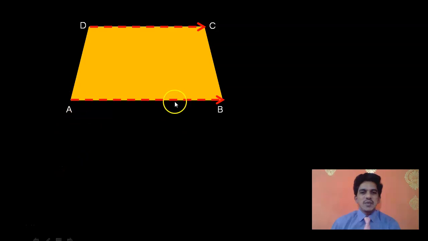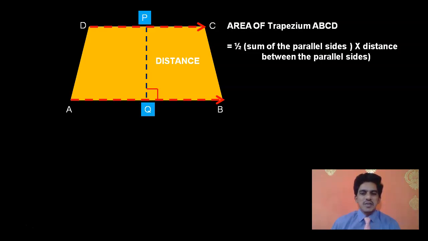In this case, AB and DC are parallel sides. When I draw the perpendicular from the side AB to the side DC, this is the distance between the two parallel sides. Here, it is PQ. Using these values, we can find the area of the trapezium ABCD. The formula is half of the sum of the two parallel sides, multiplied by the distance between the two parallel sides. Here, the parallel sides are AB and DC, and the distance between them is PQ. So the area of this trapezium becomes 1/2 of (AB plus DC) multiplied by PQ.